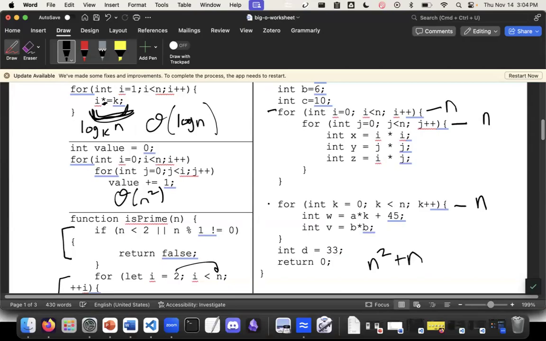Because these two are at the same level, they're at the same level. And so this top one happens n times n times. So we've got n squared here for this nested loop, and then an n over here, which leads us to a big O of n squared. Great job.